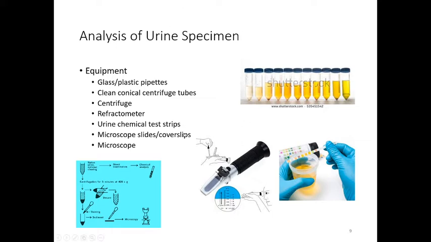We have to use a refractometer to determine the concentration of the urine, and we refer to it as urine specific gravity. Urine specific gravity is how many solids are within the urine, which tells us how concentrated it is. The kidney's job is to dilute or to concentrate the urine. So if the urine is diluted, the kidney is working to some extent. If the urine is concentrated, the kidney is working to some extent.